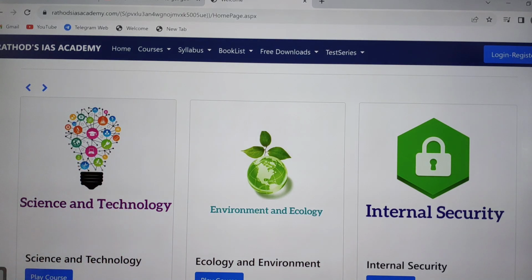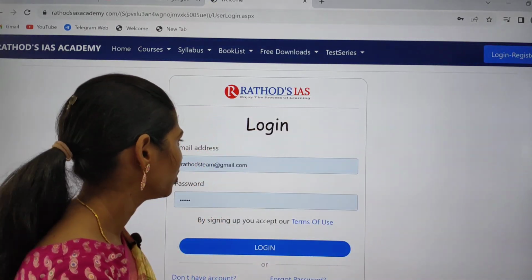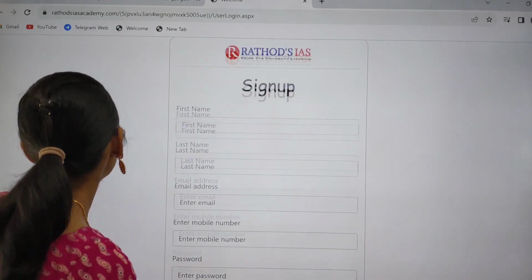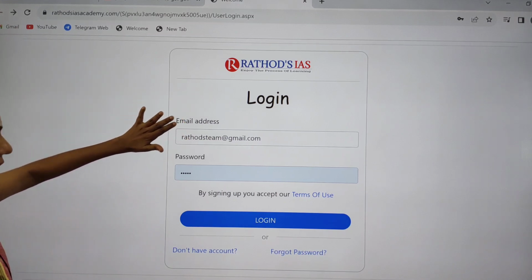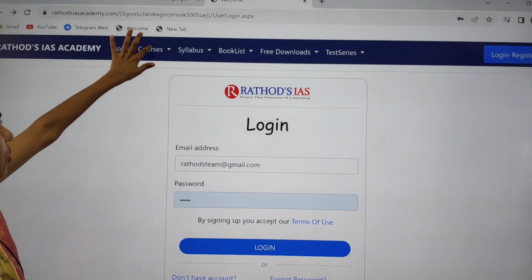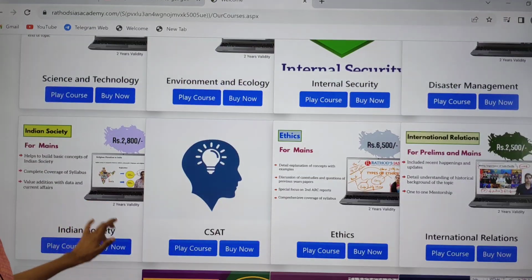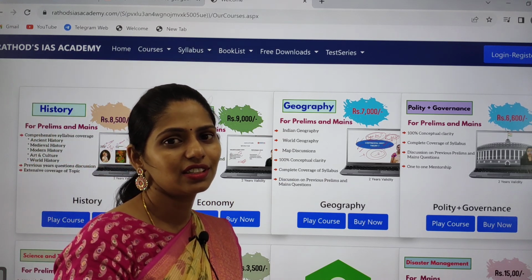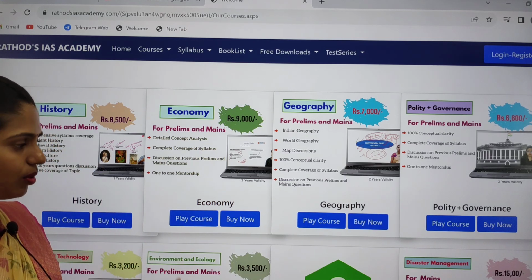And this is our Rathod's IAS Academy website. If you are visiting our website for the first time, you have to click on login register, and after clicking on that, click on do not have account and register. After registering, come back to this login page and give the mail ID and password, and later on you can click on courses and course list. So these are the courses that we are offering in Rathod's IAS Academy. If you want to watch the demo videos, you can click on play course so that 3 videos will be played without any payment. You can watch the 3 demo videos in each and every module.